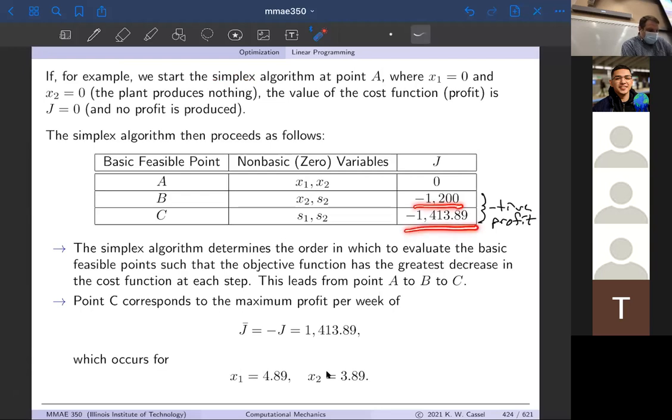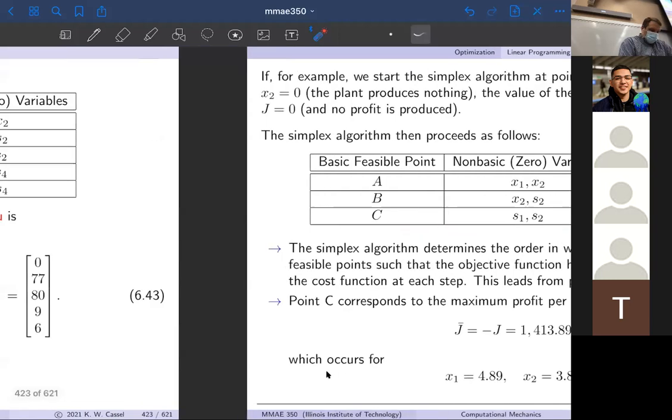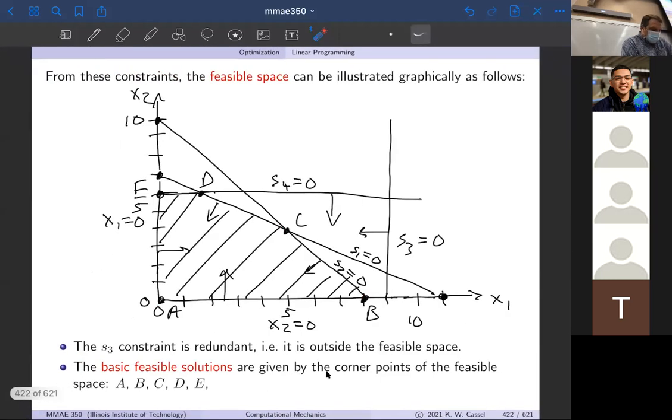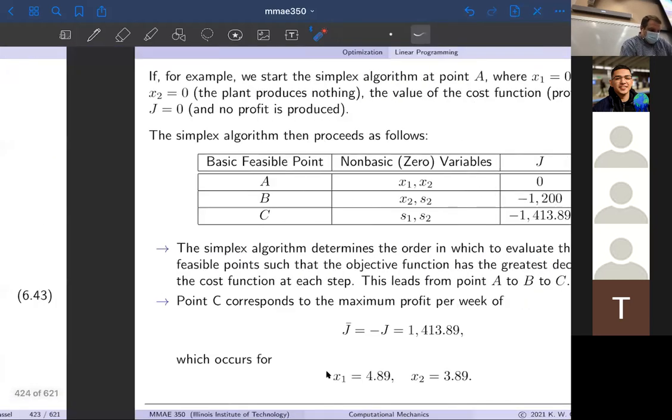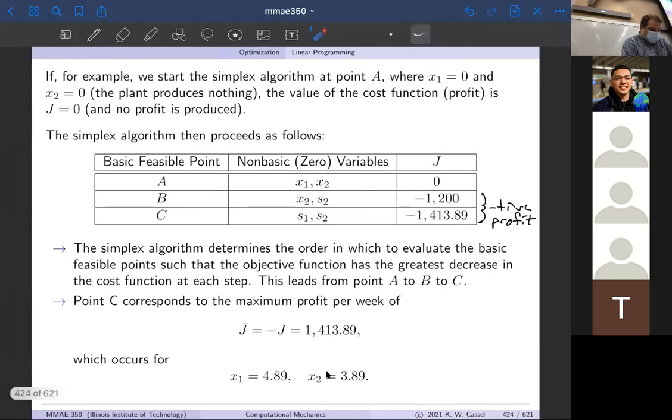It makes me happy. And then I would go to D, and I'd figure out what J is, and I'd find that J starts to then increase. So if I were to go to D, J would start to increase. So then that tells me that C is the optimal solution.